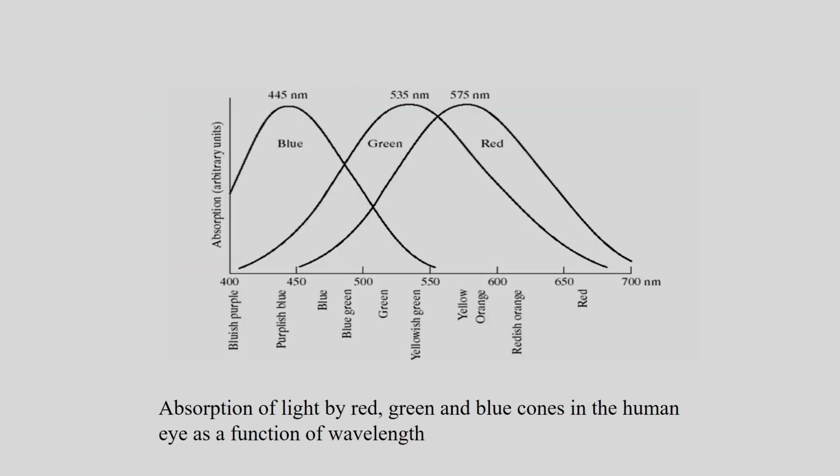And in this figure you can see the absorption of light by the red, green and blue cones in the human eye as a function of wavelength. Corresponding to blue, you can see the wavelength is 445 nanometers. Corresponding to green, it is 535 nanometers, and corresponding to red, it is 575 nanometers.